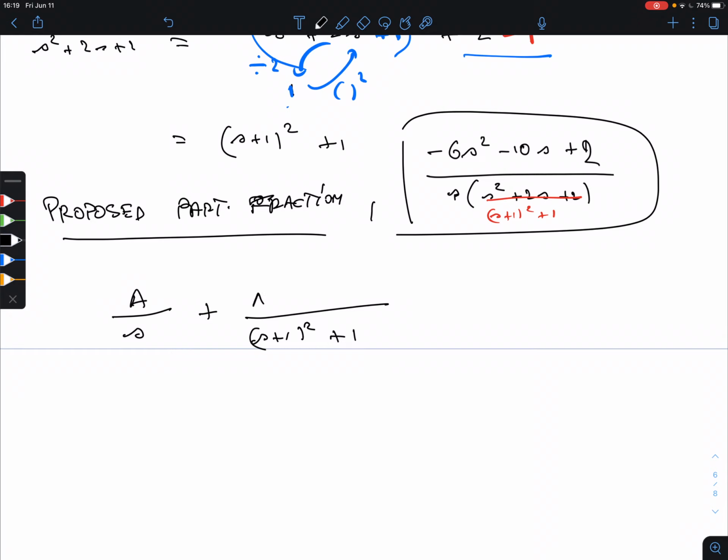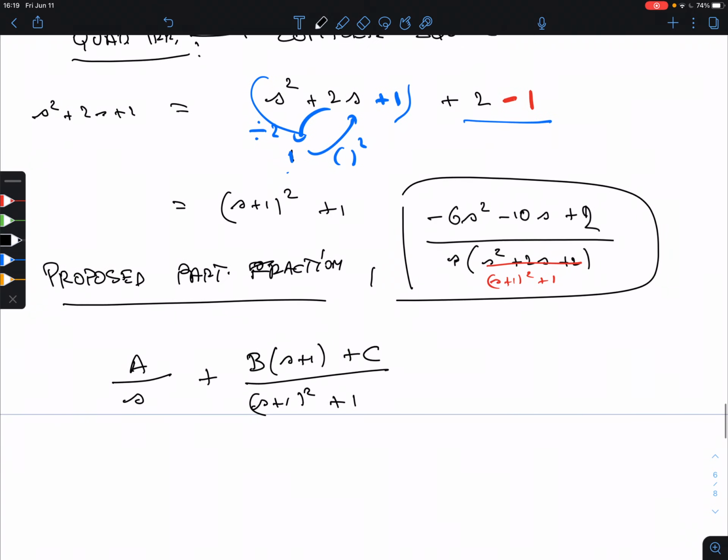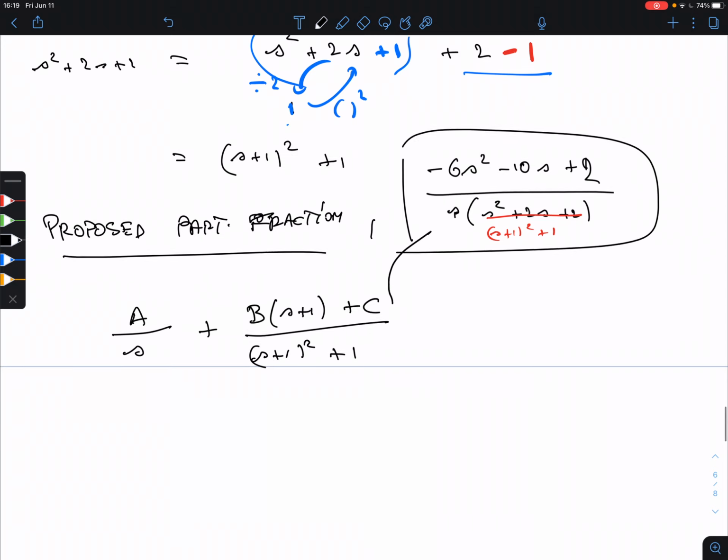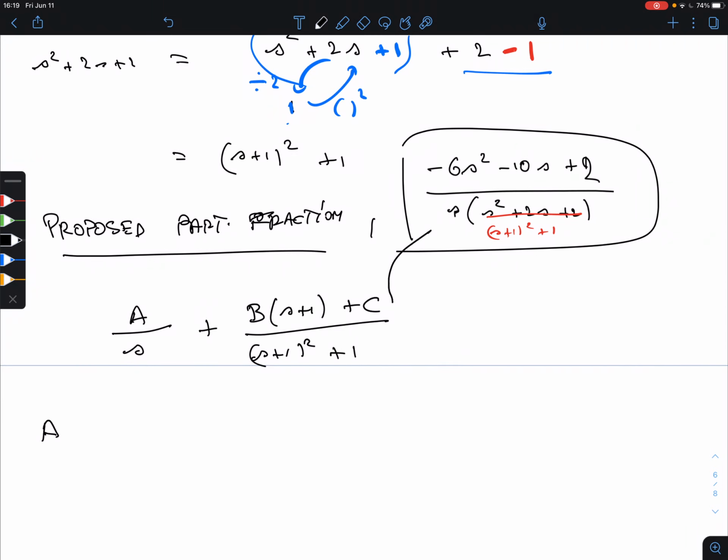So this means I'm going to write it as not a, because a is already in use, b times s plus 1 plus c. This is how a polynomial of degree 1 in s plus 1 would look like. There's a reason I do this. Once I've done this, and this has to be equal to this fraction, I do the same thing. I multiply both sides with the common denominator, and I'm going to skip the details, but please make sure that you verify this. The result of that will be a, when I multiply here with the denominator, the s's will cancel and this one will survive. So s plus 1 squared plus 1.